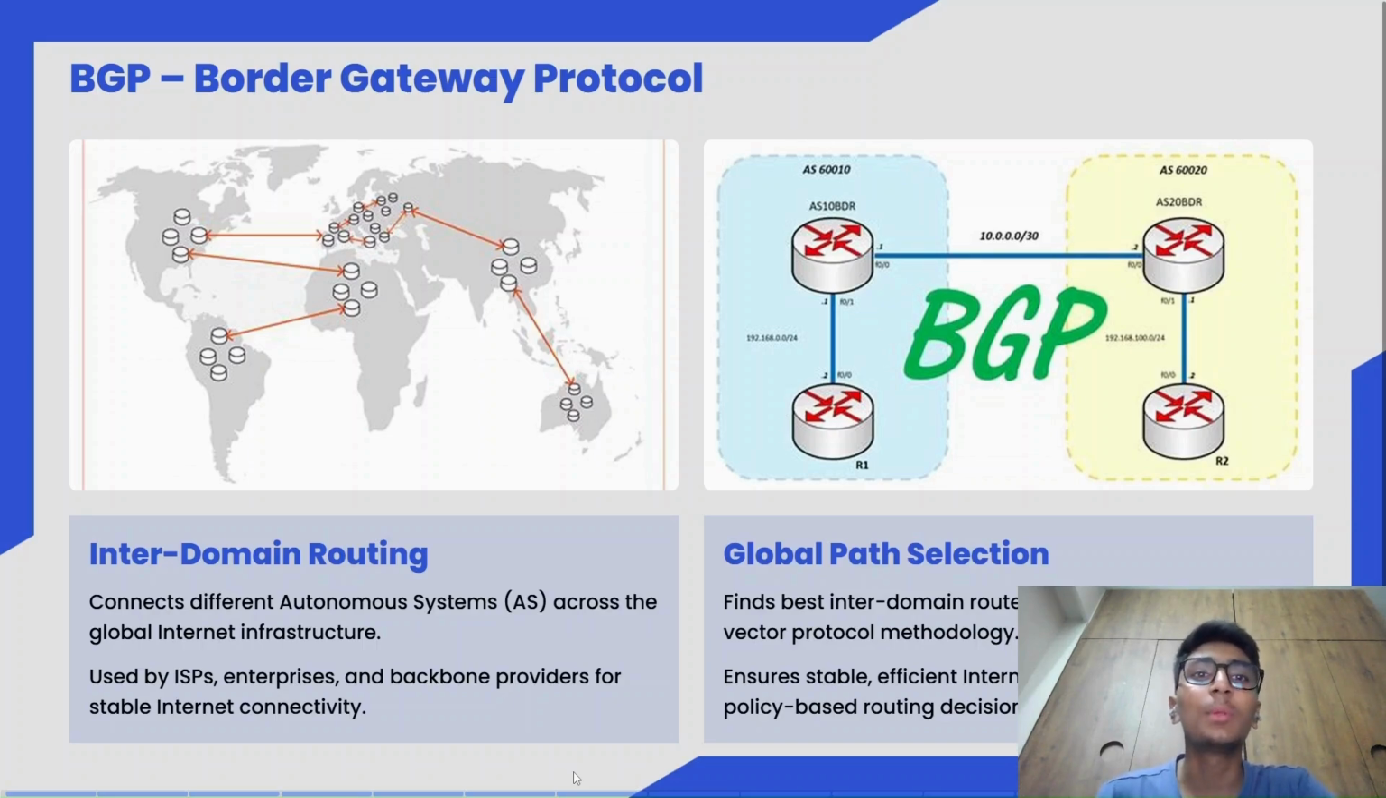The second is global path selection. BGP finds the best inter-domain route globally using a path vector protocol methodology. This selection is based on complex policy-based routing decisions to ensure stable and efficient internet connectivity.